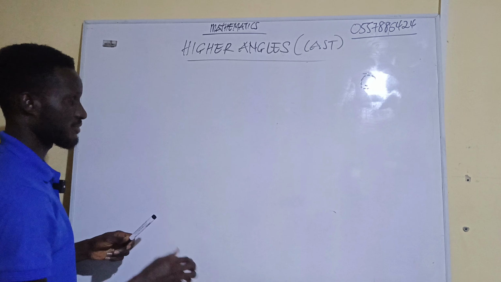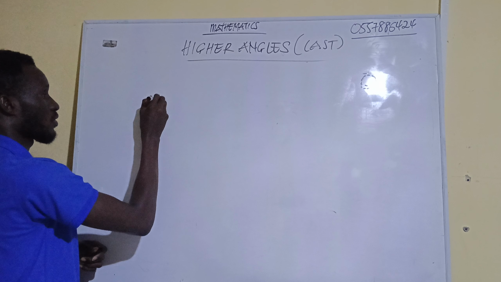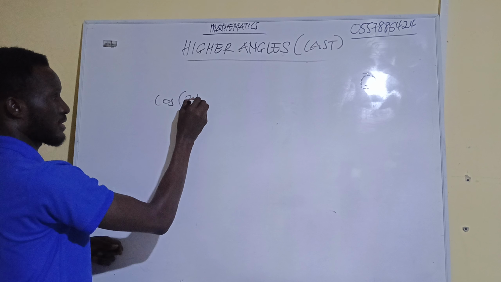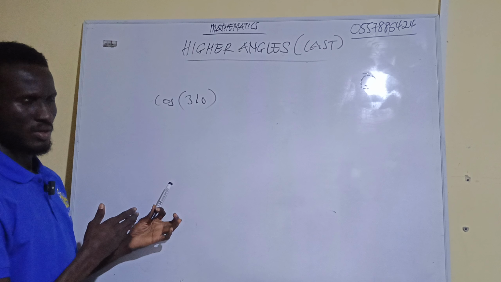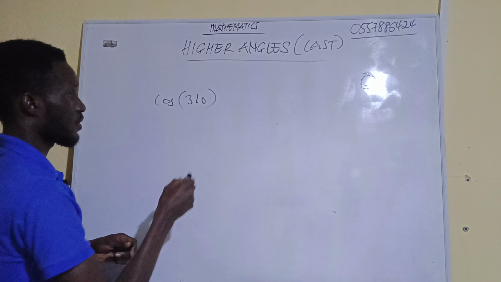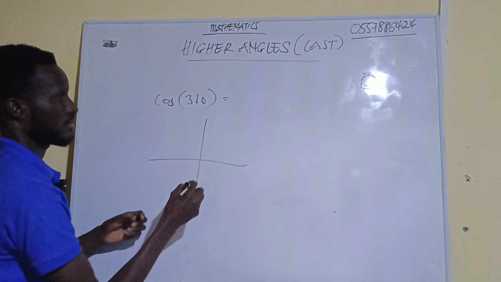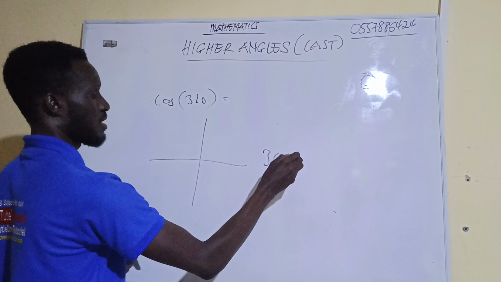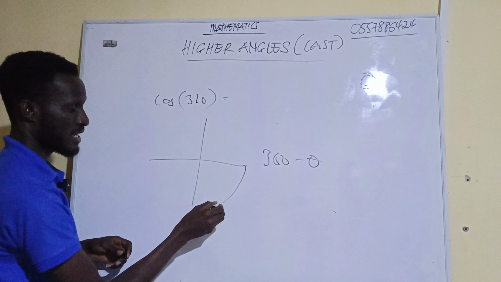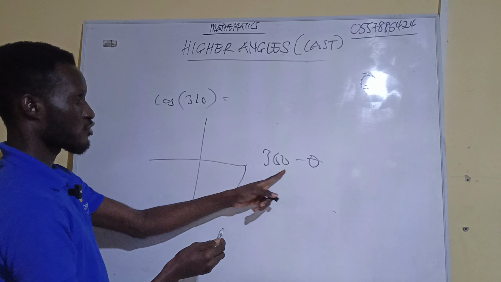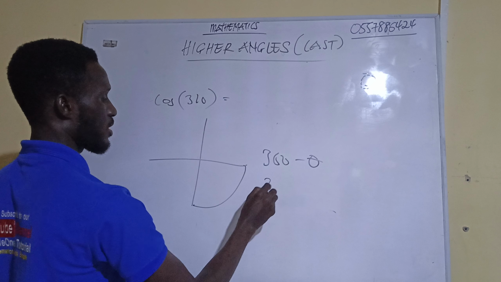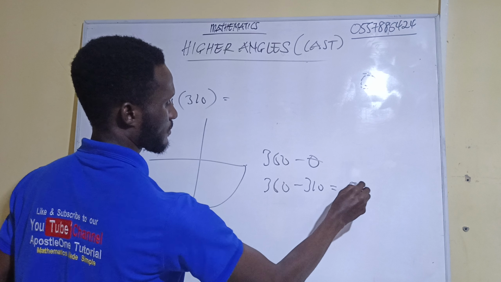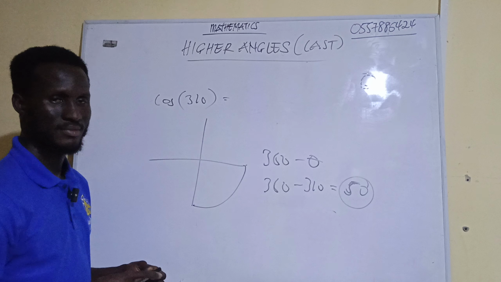Now, for example, if the angle is not a special angle, let's say I ask you to find cos 310. Cos 310, what are you going to get? What will be the acute angle? I have to subtract, 360 minus theta, because 310 is in this particular quadrant. So I need to subtract 310 from 360. So I'm going to get 360 minus 310, and the angle will give us 50. I hope you are following.